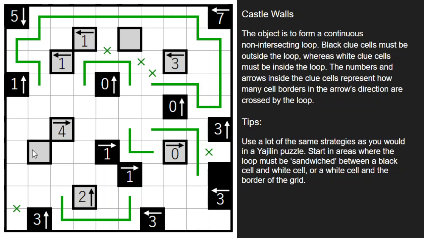Oh, here's a white cell and a border. The loop has to go through there to incorporate this on the inside. This 5, actually, let's count. Well, there's 1, 2, 3, 4, 5 vertical lines. So actually, we know it goes through all of those. We know it can't go through this 6th one. This is a corner, so it turns. This is a corner, so that turns.